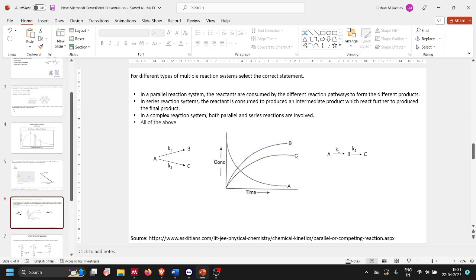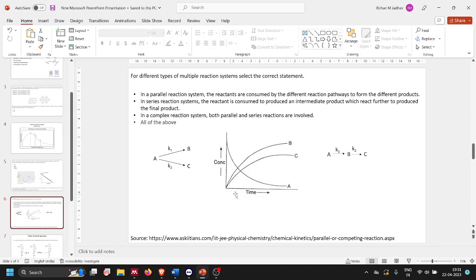Then in a complex reaction system, both parallel and series reactions are involved. So the definition of complex reaction systems is that non-elementary reactions are involved in that, and anything other than elementary reactions, when they are involved, we can call it a complex reaction system. Both parallel and series reactions can be involved in a complex reaction system. So all of the above is the correct answer.